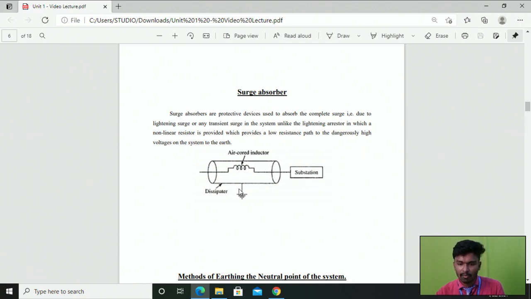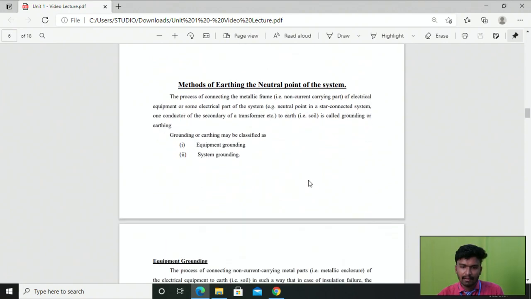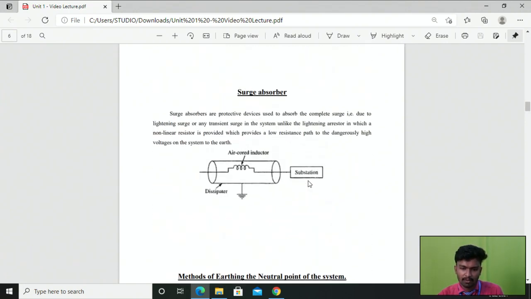Coming to the working principle, this surge absorber works as an air core transformer, because here we have an air core inductor and a dissipator. Transformer means we have two windings. So the air core inductor acts as the primary winding, and the dissipator acts as the secondary winding. So the role of this surge absorber is to act as an air core transformer. Whenever the lightning's extra surges are created, it will flatten that arc, which is diverted to the ground with the help of this connection. Right. So that's all about this absorber.